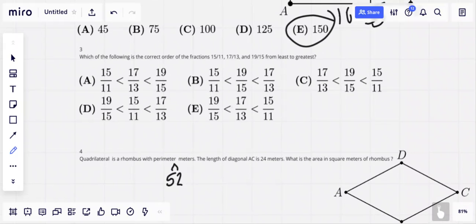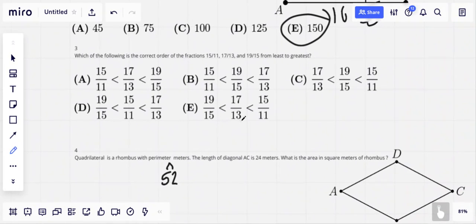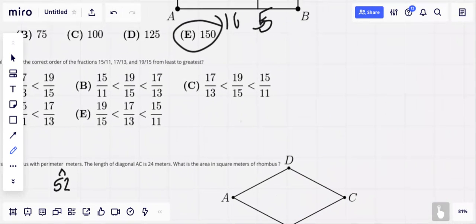Which of the following is the correct order of the fractions 15/11, 17/13, and 19/15 from least to greatest? So we can make a similar problem that will make solving this problem easier. So the pattern with all these fractions is that the numerator is 4 more than the denominator, even though the values are changing. So we can set up a similar problem.